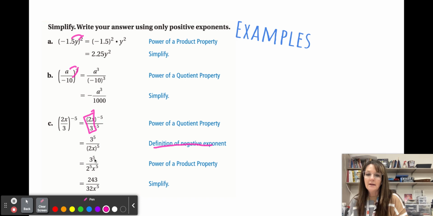Then we can do the 3 to the 5th, and this is like distributing to both of those: 2 to the 5th, x to the 5th, kind of like that example I did with the key idea. Evaluate, in this case, to simplify. 2 to the 5th is 32. If there were anything that could simplify between 243 and 32, you would want to do that, and there's not. All right.